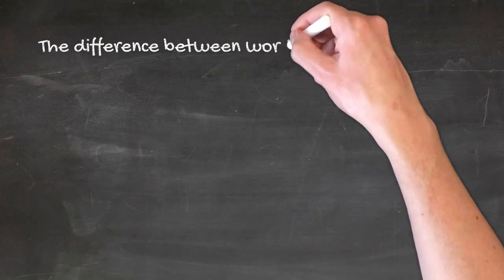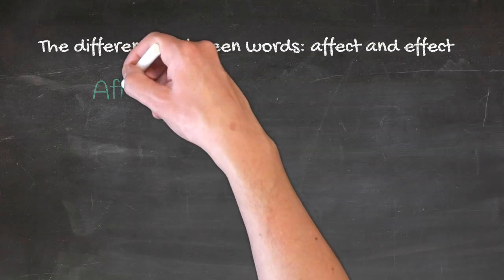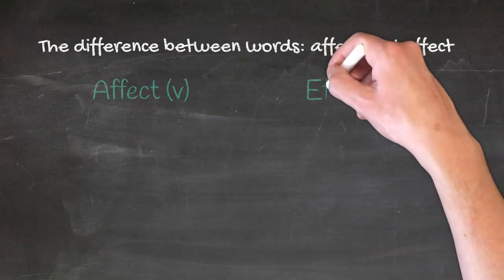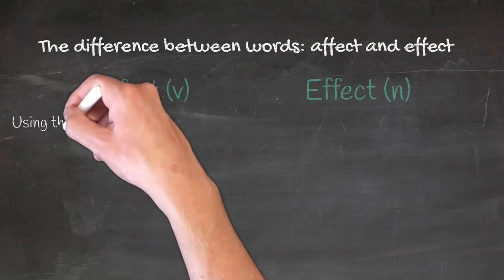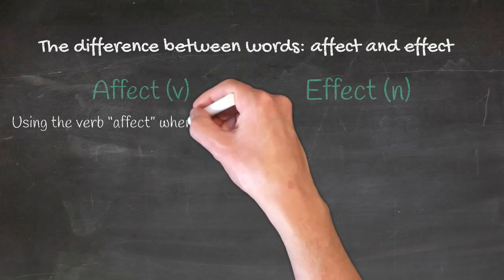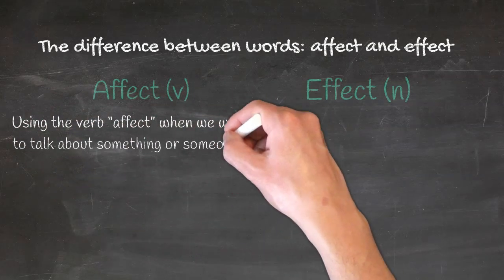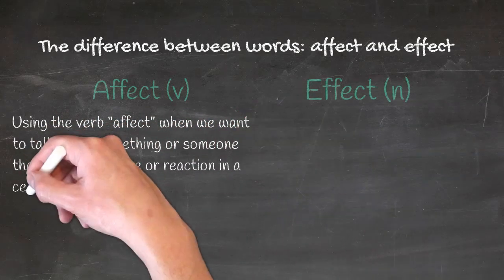Well, today I'm gonna talk about the difference between two words, affect and effect. They are quite similar, especially in spelling, and even native English speakers can get confused between them sometimes. The main difference between them, apart from the spelling, is that affect is a verb and effect is a noun.